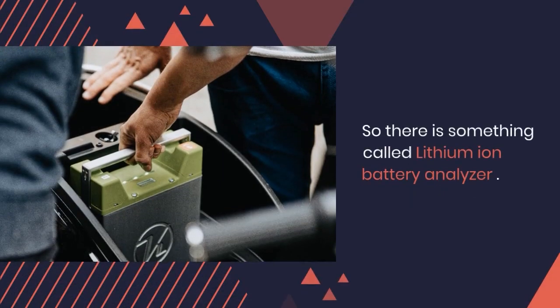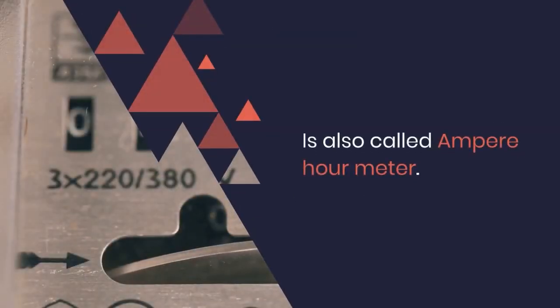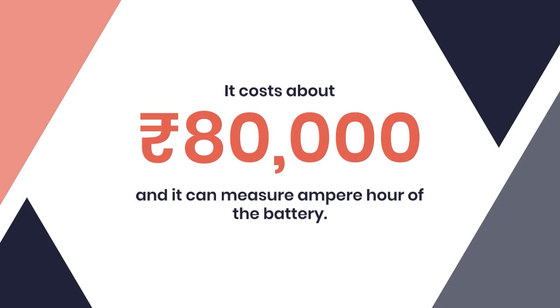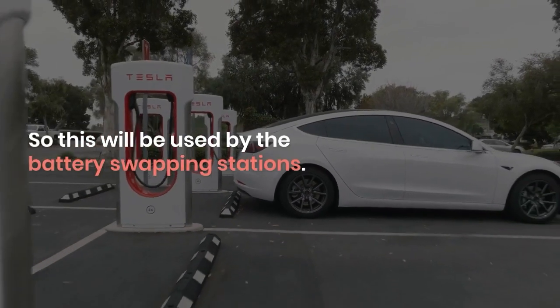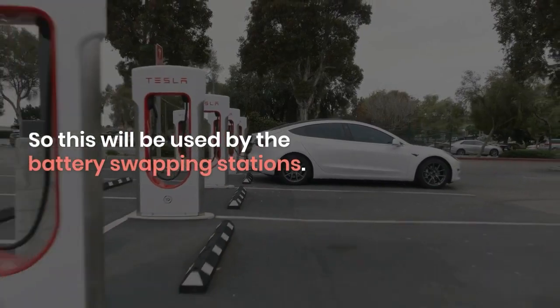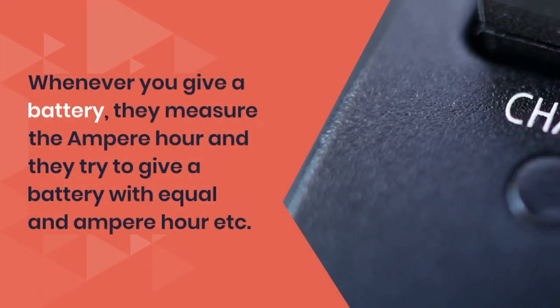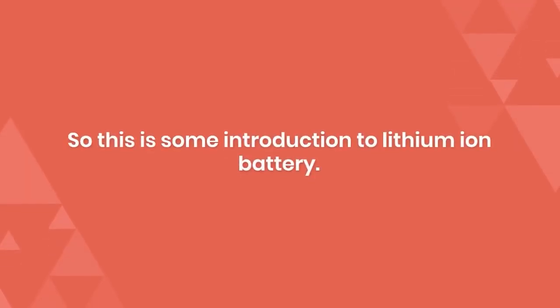There is something called a lithium ion battery analyzer, also called an ampere hour meter. It costs about 8,000 rupees, and it can measure the ampere hour of the battery. This will be used by battery swapping stations. Whenever you give a battery, they measure the ampere hour, and they try to give a battery with equivalent ampere hour, etc. So this is some introduction to the lithium ion battery.